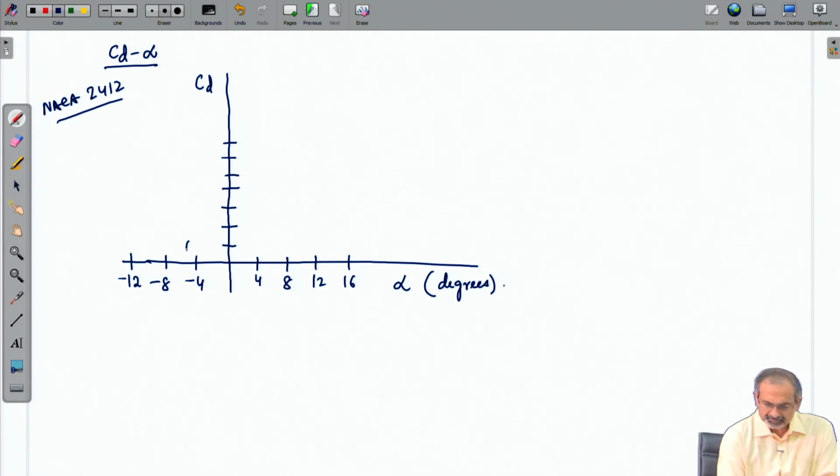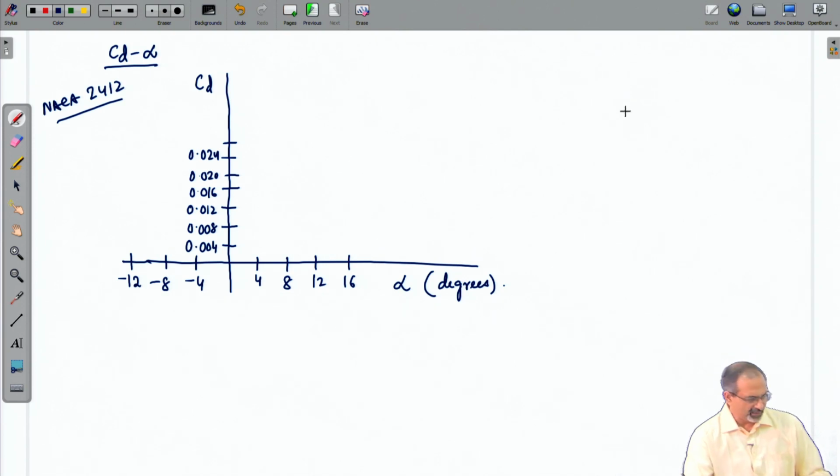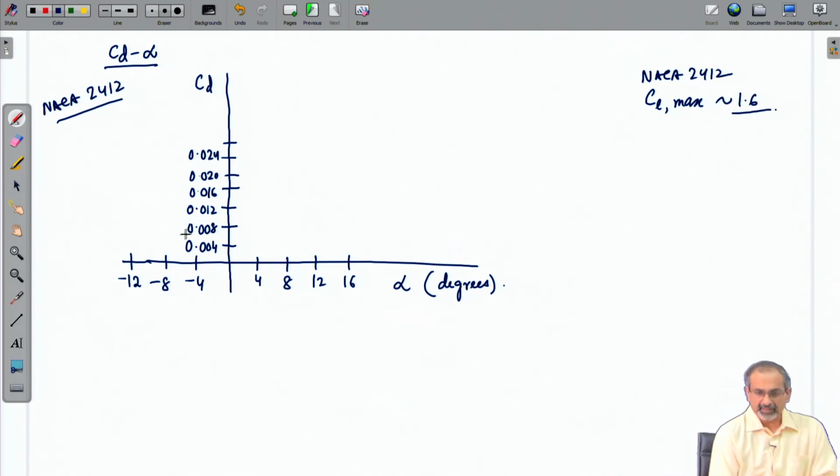Let us mark the numbers, and then we will try to recall the values that we saw for the CL alpha curves, though we did not mark specific values. If we were to mark those values, what order would they be? For example, for the same airfoil NACA 2412, the CL max is of the order of 1.6, while you can find that the CD is much smaller, almost 2 orders smaller.